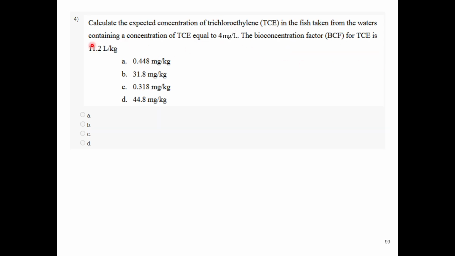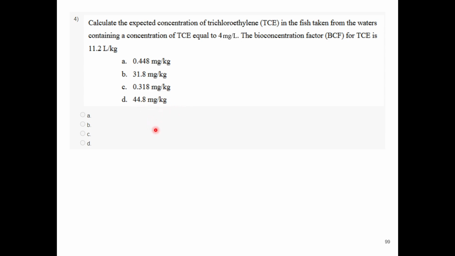Fourth question: calculate the expected concentration of trichloroethylene (TCE) in the fish taken from the waters containing a concentration of TCE equal to 4 milligram per liter. The bioconcentration factor (BCF) for TCE is 11.2 liter per kg. So which is the correct option? Which is the correct concentration of TCE? Is it 0.448 milligram per kg? Is it 31.8 milligram per kg? Is it 0.318 milligram per kg, or is it 44.8 milligram per kg?